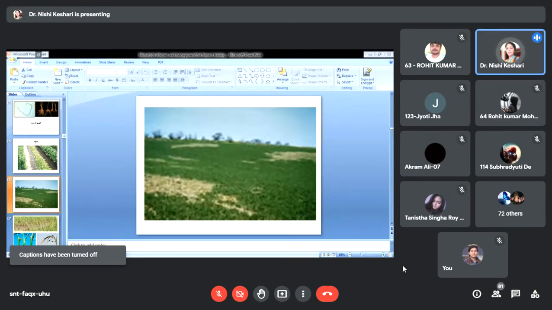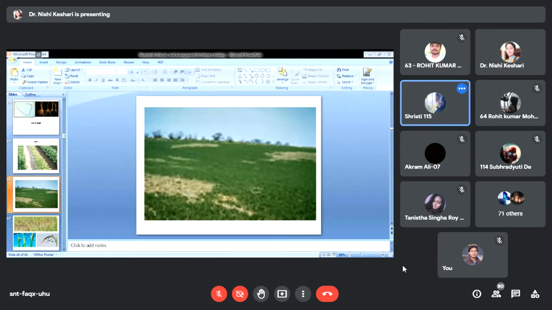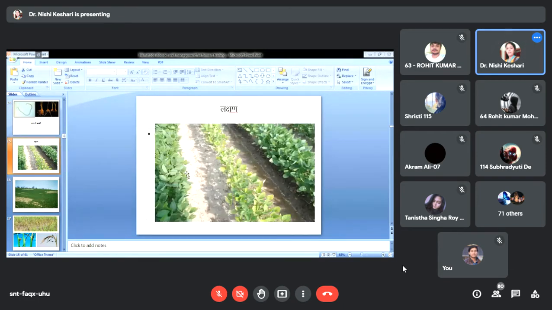Now see here, in rows there are crops. This is the Rajma crop. You can see these two rows have very well developed crop, proper development is there, and density. The slides are not changing again. Just wait.